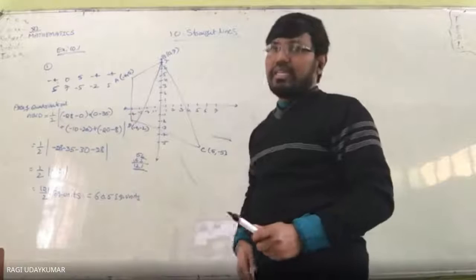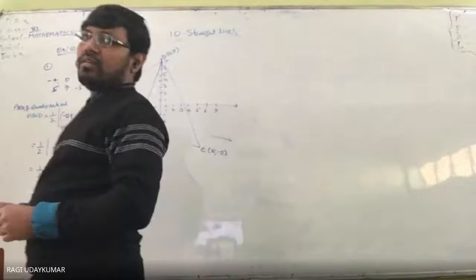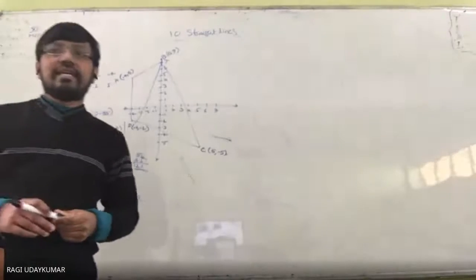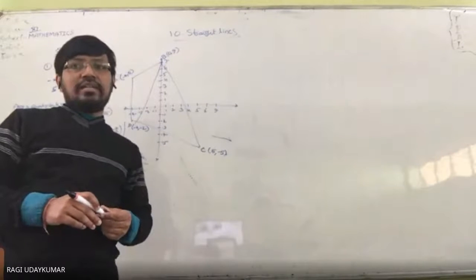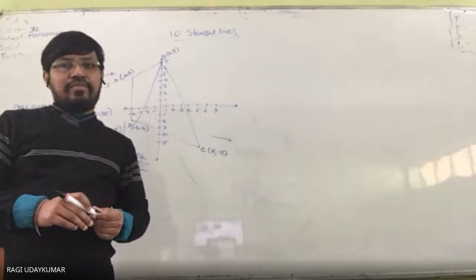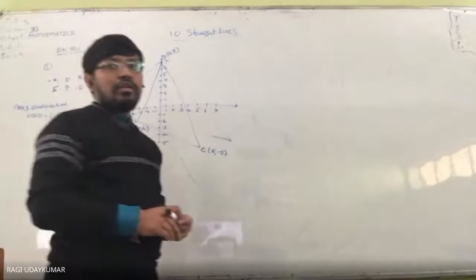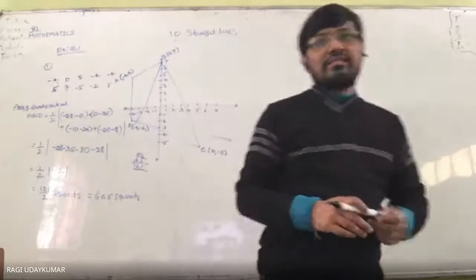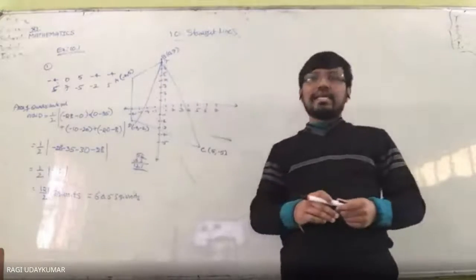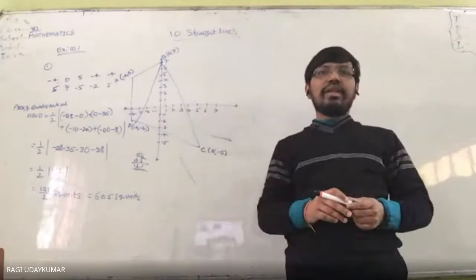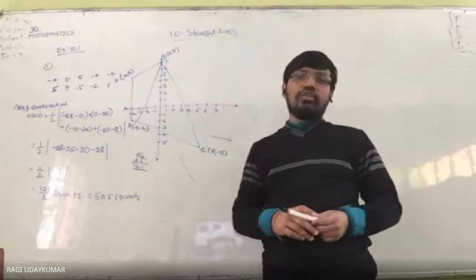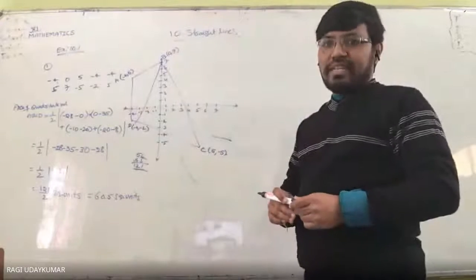And second question, see here. Base of the equilateral triangle with side 2A lies on the y-axis. The question is given to you. 2A is the base. The equilateral triangle lies on the y-axis such that the midpoint of the base is at the origin. Find the vertices of the triangle.